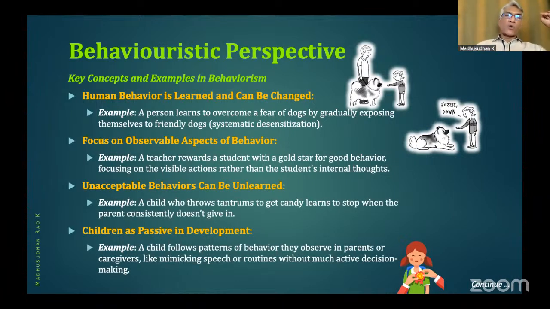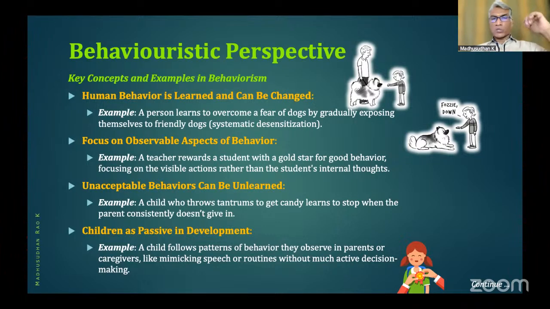Now, focus on the observable aspect of the behavior. A teacher rewards a student with a gold star or any reward system for good behavior, focusing on the visual action rather than the student's internal thoughts. So for behavior, they always say whatever is seen, that is counted. Whatever is going on internally, they are not bothered. They only consider the physical behavior which is exhibited at the time. So they reinforce the good behavior. So unacceptable behaviors can be unlearned.